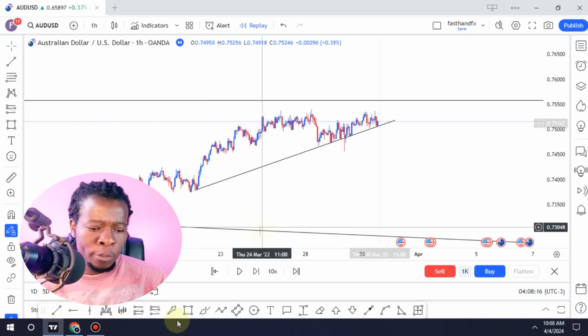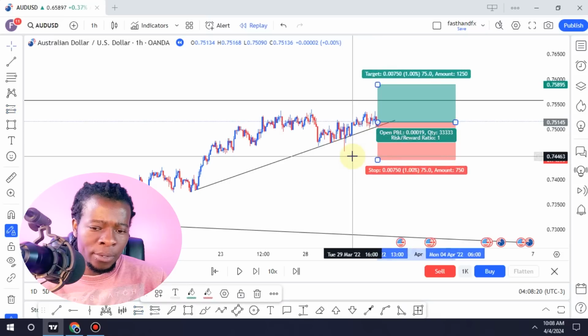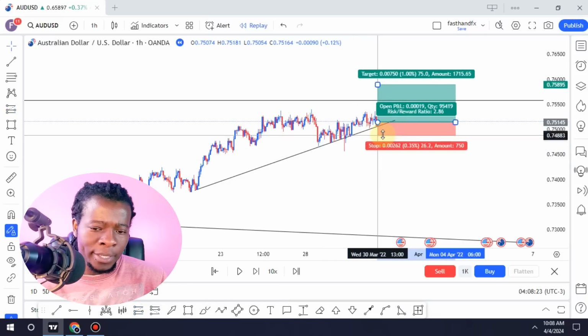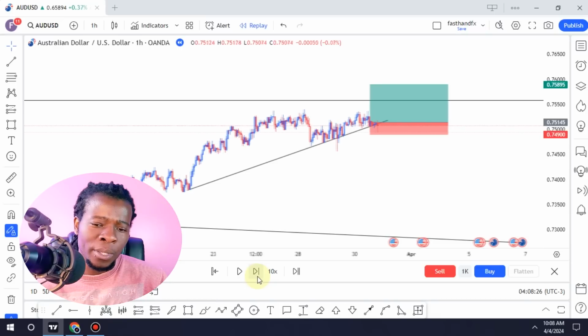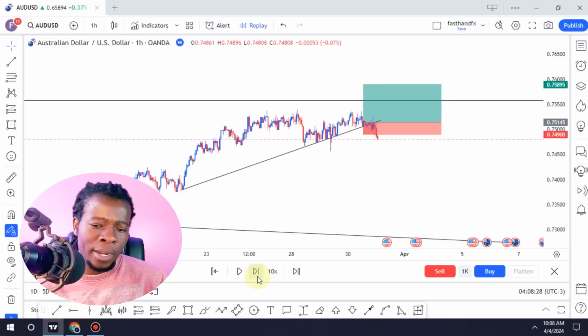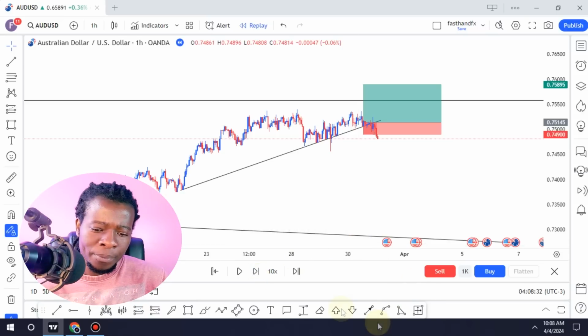Now right here, I believe most people are going to look for buy properties, because the market is at the support. That is what most people are going to do. All right, that is the market took them out.